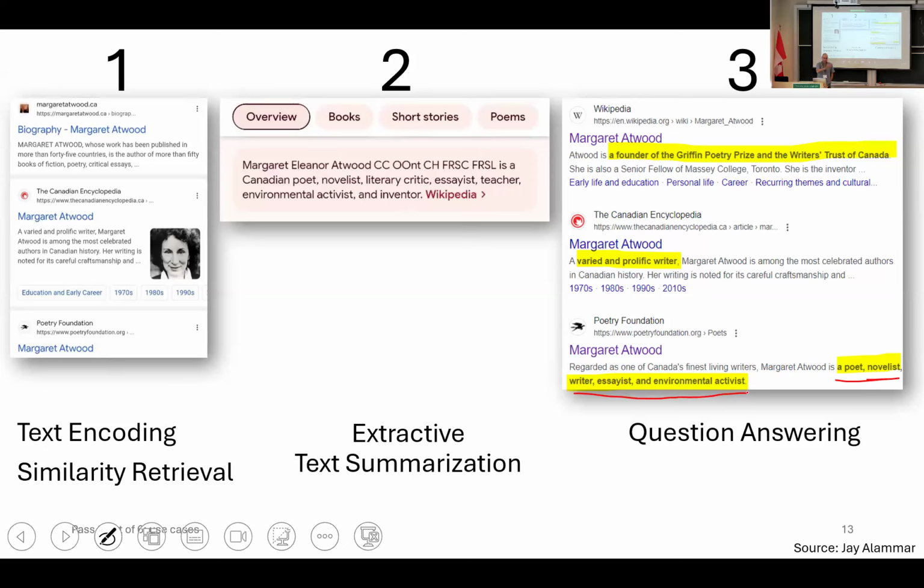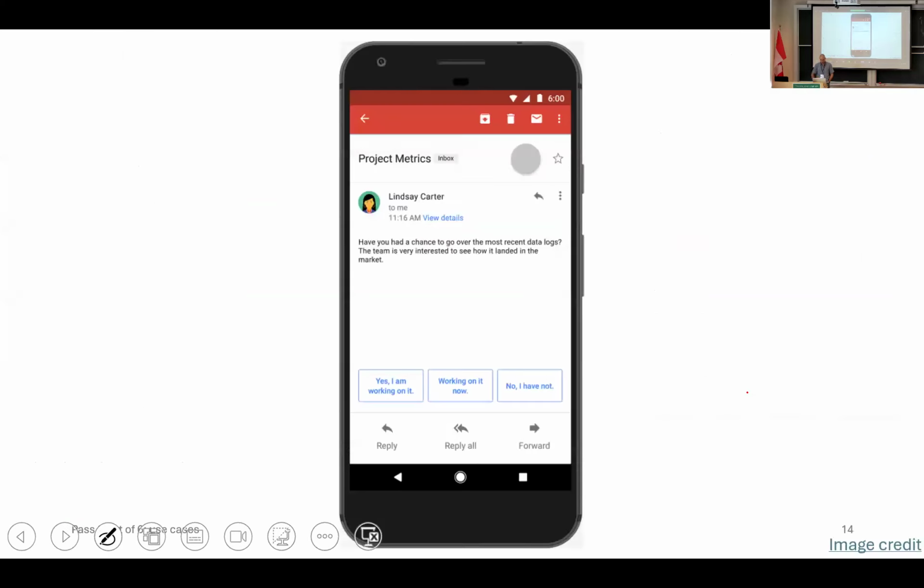And for those of you who are visiting from other cities and other countries, yes, Margaret Atwood is from Toronto, so I'm very happy to be in a city where she is from.